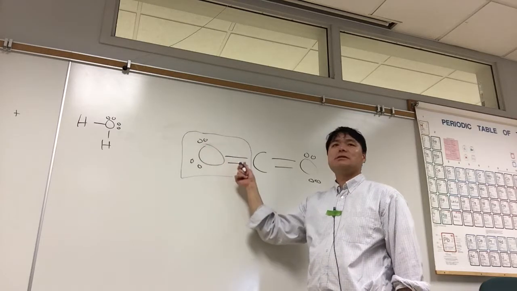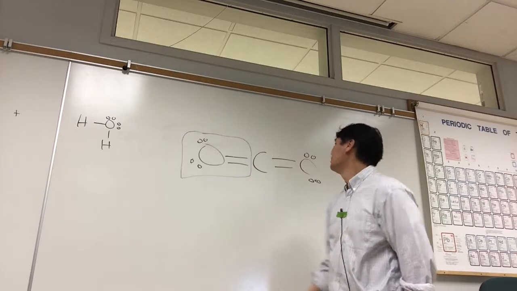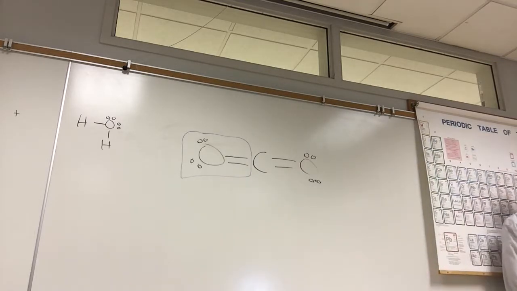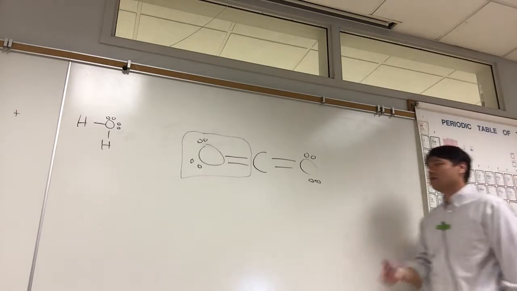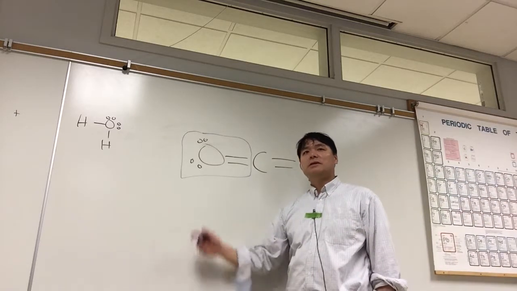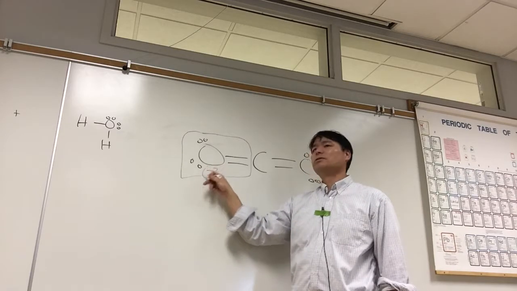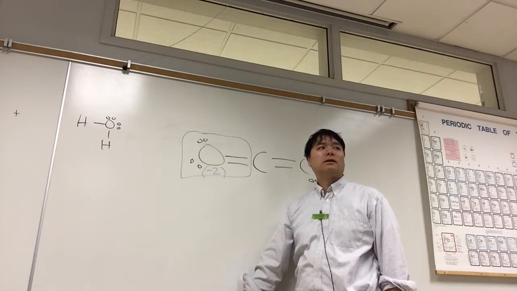2, 4, 6, 8. 8. How many electrons does oxygen normally have? Valence 6. So it has 2 extra electrons. 2 extra electrons means 2 extra negative charges, which means -2. Okay, you got it. Got it? Okay.